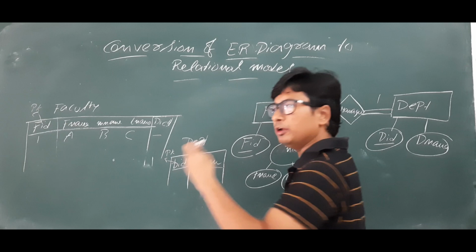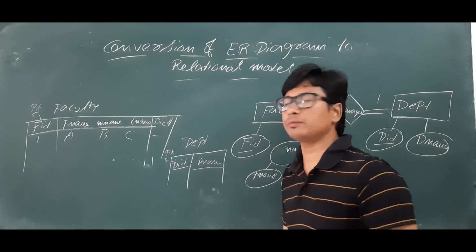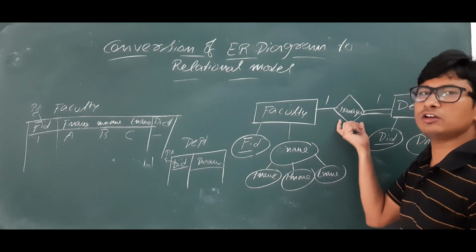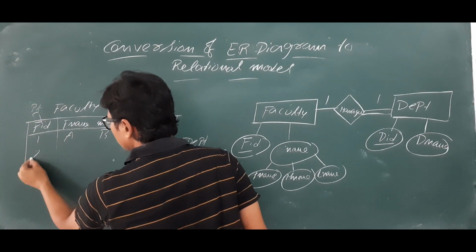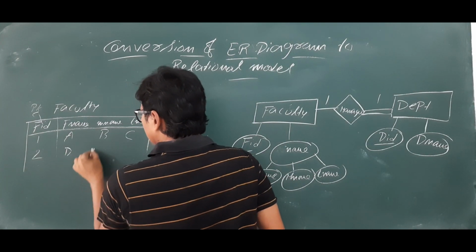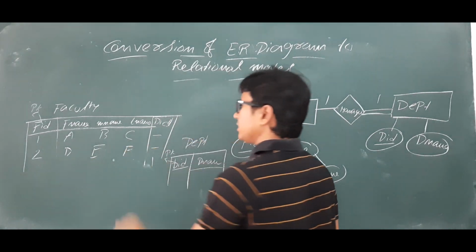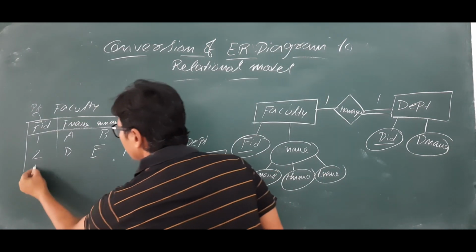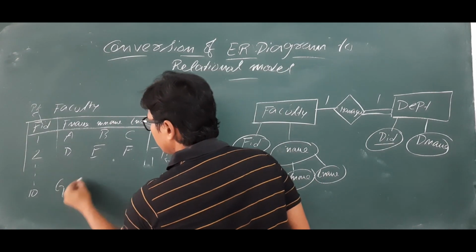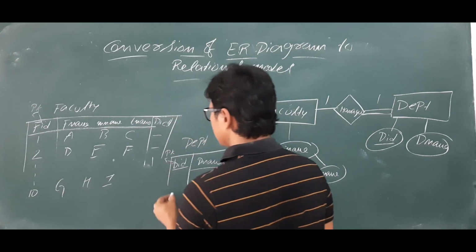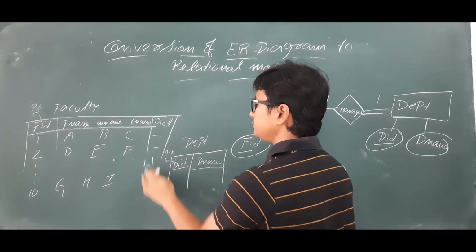Obviously he will belong to some department, but I am not taking that, because I want to take only the relationship of managing or acting as a HOD. Now faculty 2, DEF, is also not acting as a HOD. Like that you have some 10 faculty. Now the 10th faculty, GHI, is acting as a HOD for department 1.